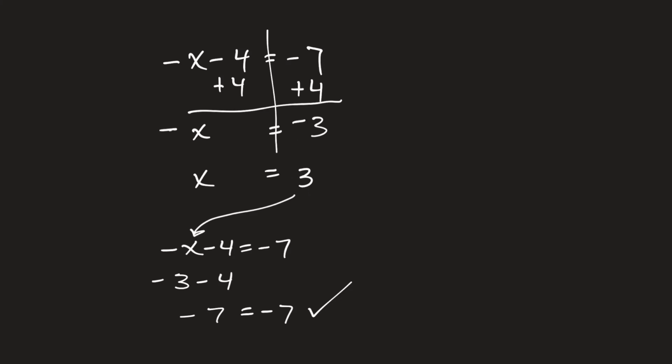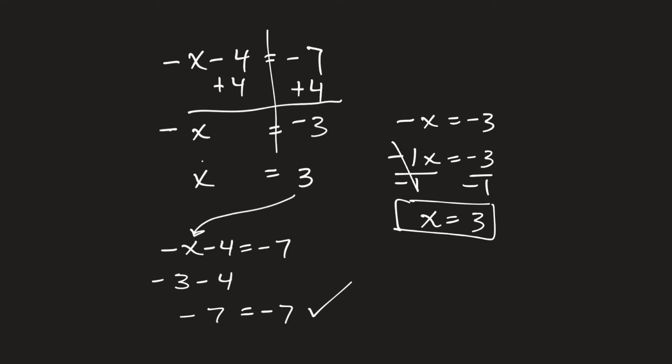Also, another way of looking at this is you have negative x equals negative 3. That negative x counts as negative 1x equals negative 3. And you can divide by negative 1 on both sides. These cancel. And x equals, now negative 3 divided by negative 1 is 3. So you would still get the same answer. That is the answer. I just chose two different methods for the same thing. This was method 2, and this was method 1.